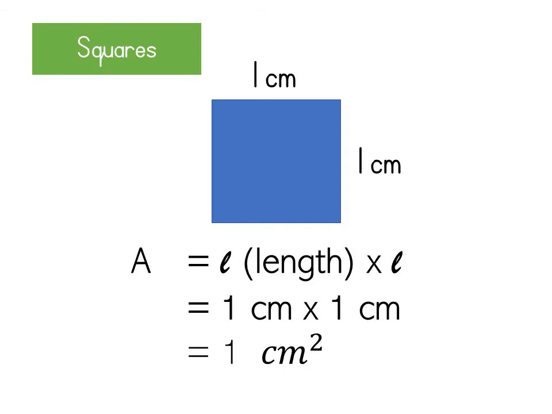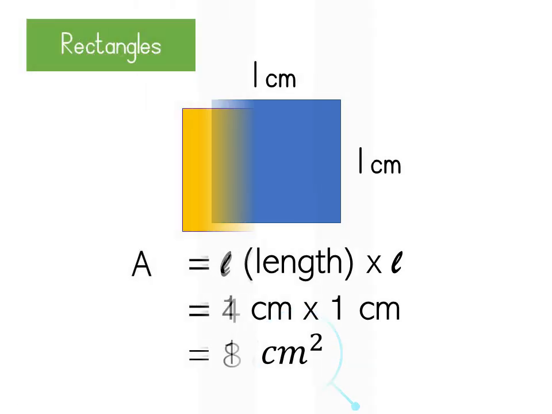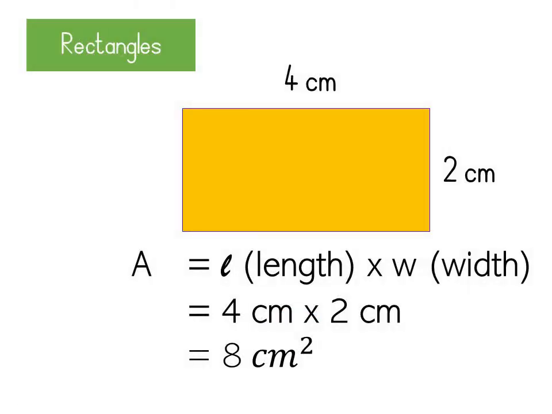To calculate the area of a square, we must multiply the length of the one side, 1 centimeter, by the length of the other side, 1 centimeter. The answer of the area on the slide is 1, so we state our answer as 1 square centimeter. The area of a rectangle is equal to the length of the rectangle multiplied by the width of the rectangle. The area of the rectangle on the screen is 2 centimeters multiplied by 4 centimeters and is equal to 8 square centimeters.